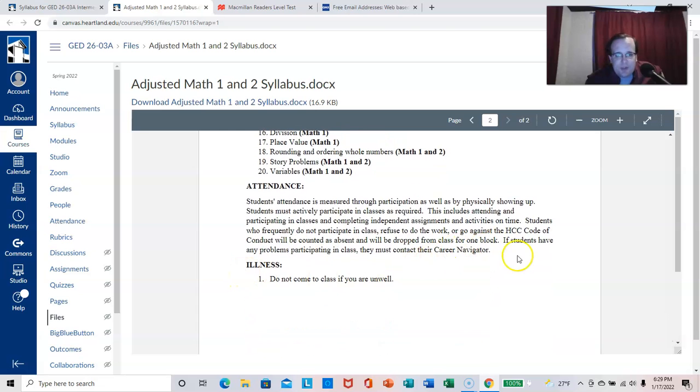Attendance. Again, sorry I have to include this, but this is just the reality. Students' attendance is measured through participation as well as by physically showing up. I've had students in the past who have just come in my room, sat down, didn't say a word, didn't do a thing, just taking up space. Students must actively participate in classes as required. This includes attending and participating in classes, Zoom meetings, and completing independent assignments and activities on time.